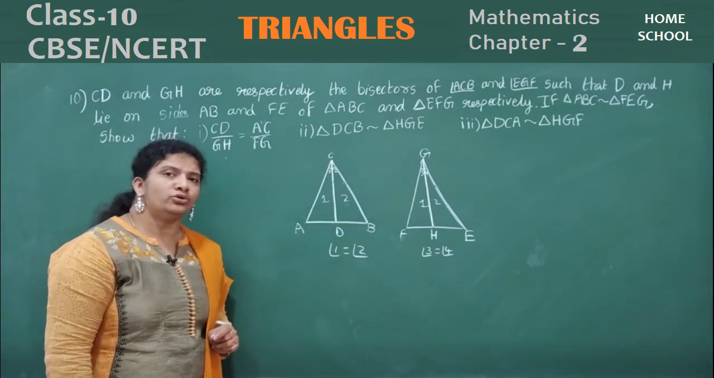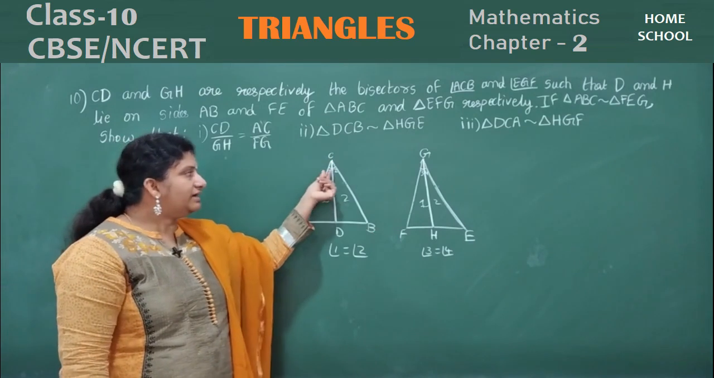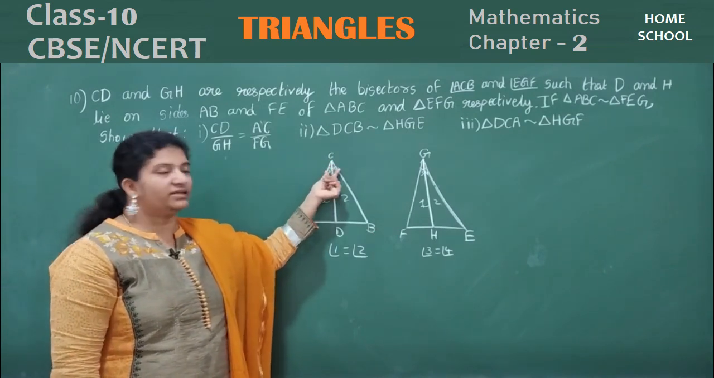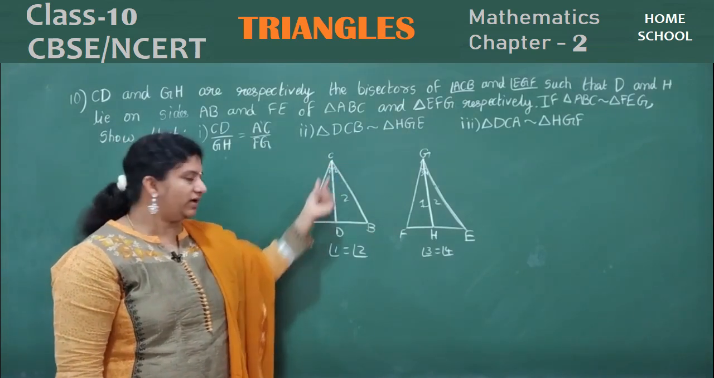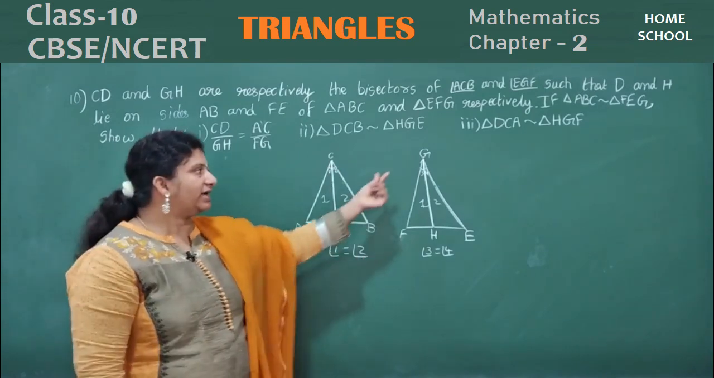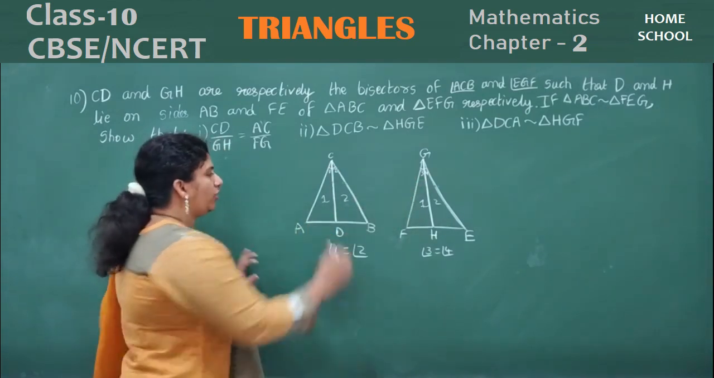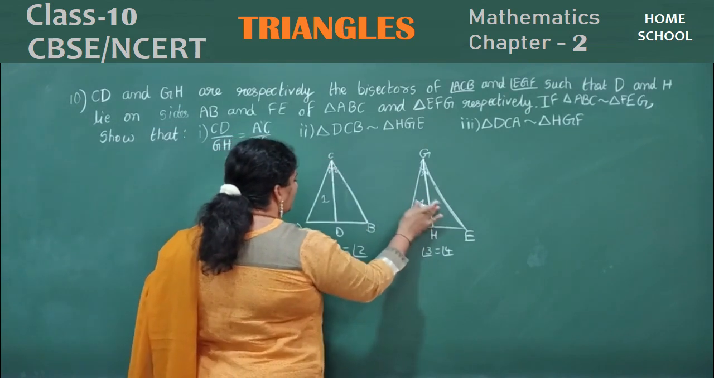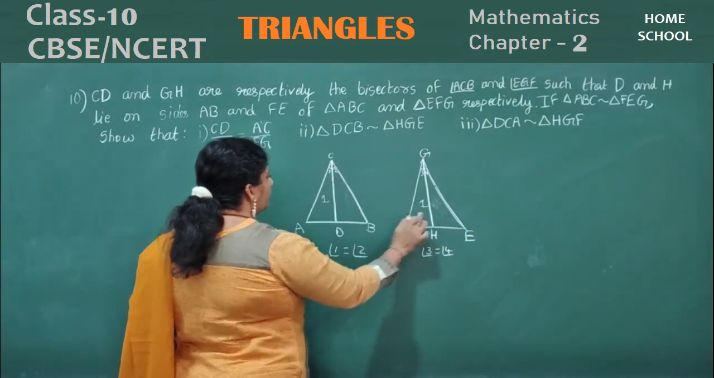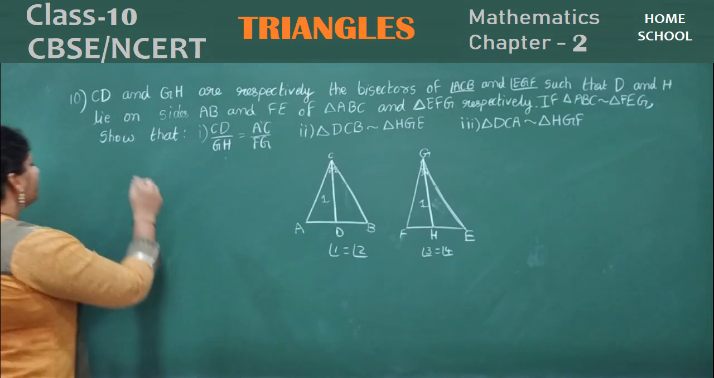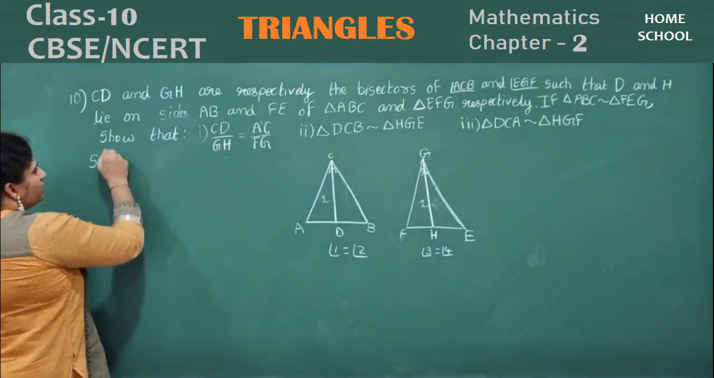Then what are you going to do? Understand that an angular bisector makes these two angles equal. Angle 1 equal to angle 2, angle 3 equal to angle 4. Okay. So now let me write the first one we need to prove. Look here. So how do we start our proof here?